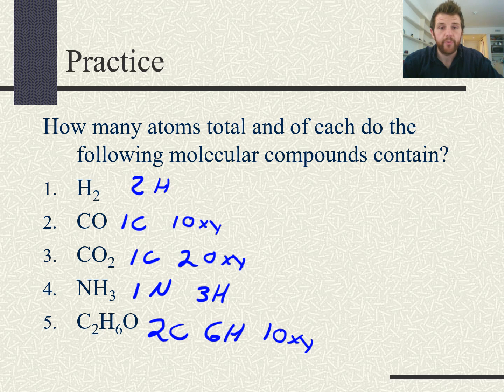So really quick review for doing this. Here I have 2 H's. I have 1 carbon and 1 oxygen. Here I have 1 carbon and 2 oxygens. Here I have 1 nitrogen and 3 hydrogens. And then here I have 2 carbons, sorry, 6 hydrogens, 1 oxygen.